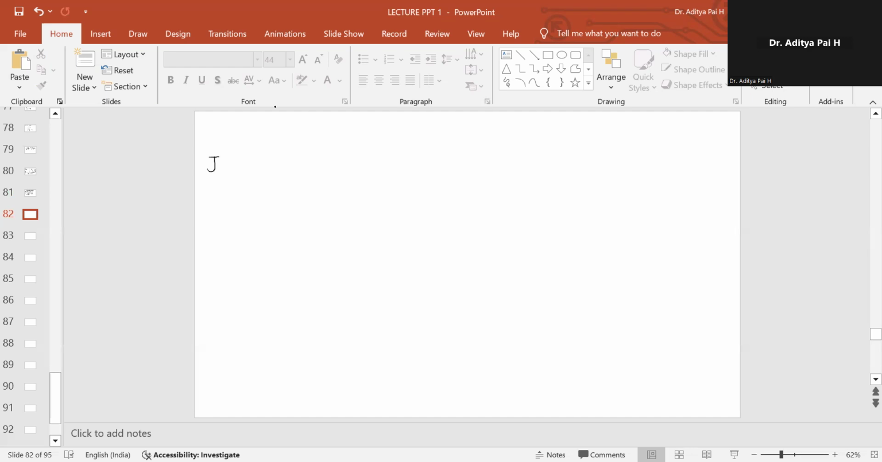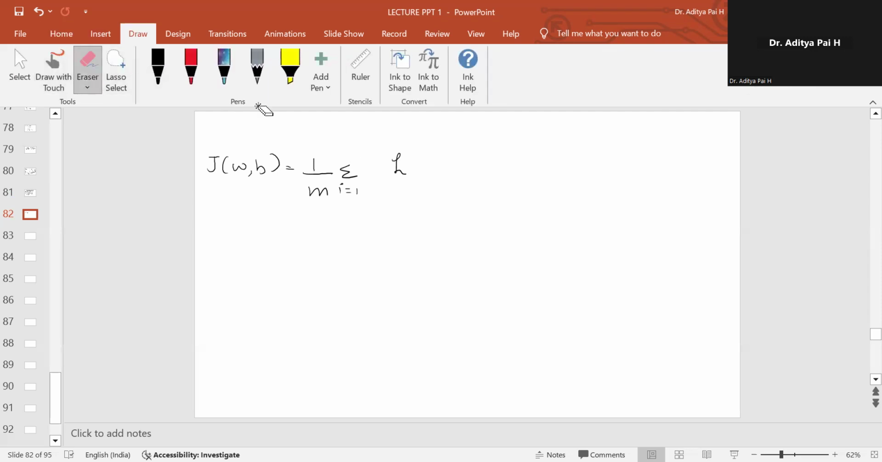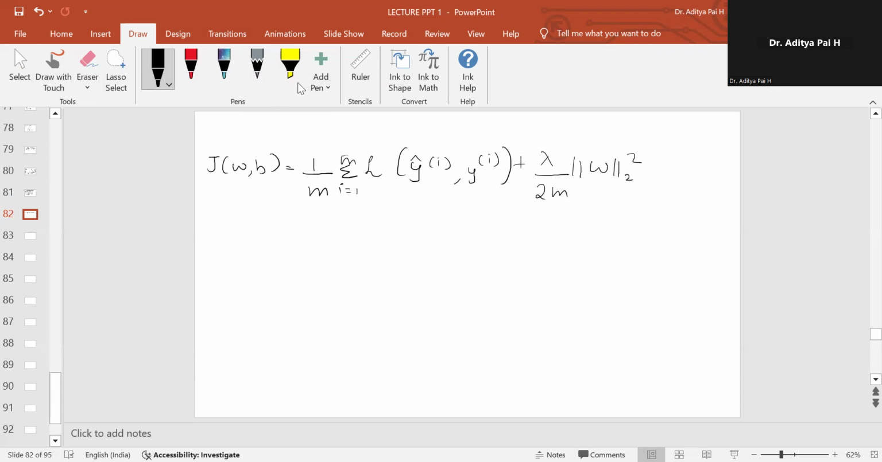So to reduce the cost function, we find the loss that is applied across the layers in the neural network. That is summation of i equals 1 to m of L of y hat i comma y i, plus lambda by 2m times the norm of w squared. This is your regularization with respect to the weights.